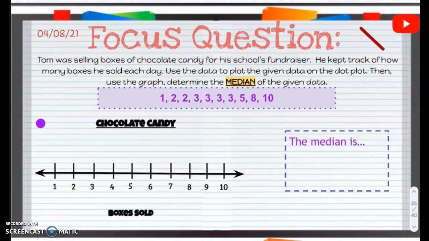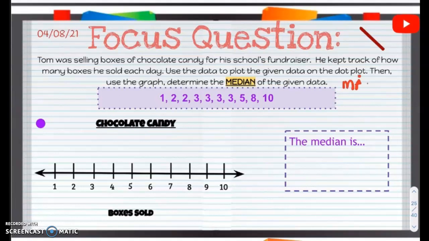Our focus question: Tom was selling boxes of candy again for his school's fundraiser. This time we're going to find the median. So the median means the number in the middle. And yes, we do have to line them up.